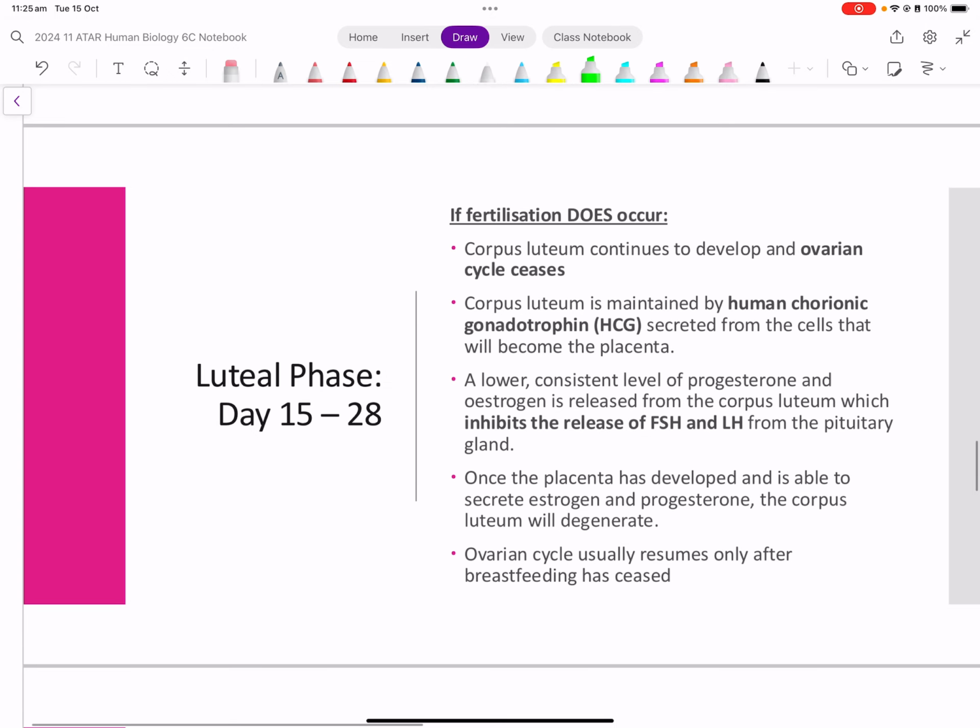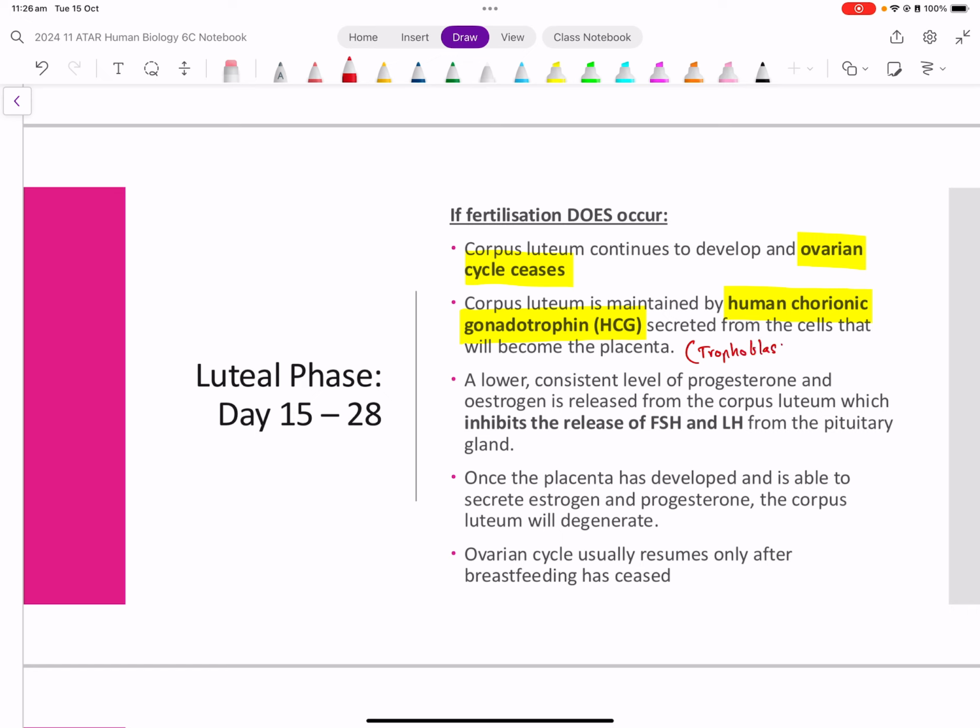So for the point of this lesson, we're going to start with if fertilization does occur. And if fertilization does occur, it means the end of the ovarian cycle, for a time anyway. And this is because the corpus luteum, that leftover follicle that we've just spoken about, is maintained by the hormone that we've learnt about previously, known as HCG, or human chorionic gonadotrophin. And this is released from the cells that will become the placenta, otherwise known as the trophoblast.